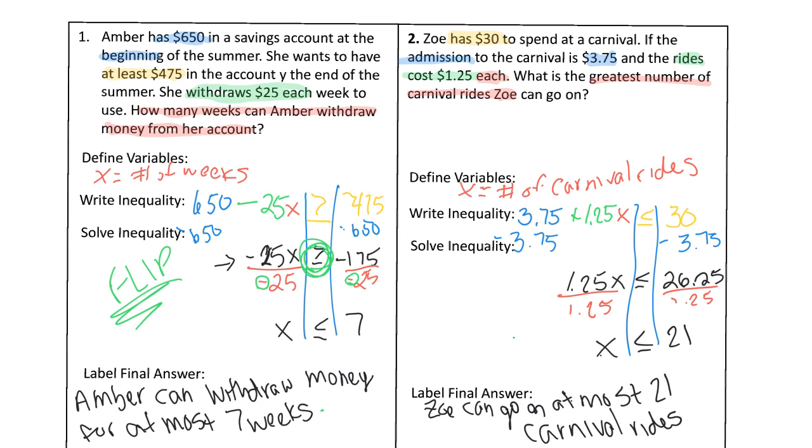Okay, so hopefully you got 21 carnival rides, so she can go on at most 21 carnival rides. She can stop at 10 carnival rides if she wants, or 11, but the most she can go on is 21 before she's out of money, or, if she wants to buy cotton candy, whatever, okay? So, all that fun.